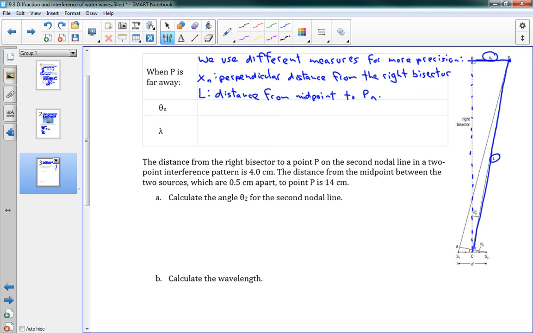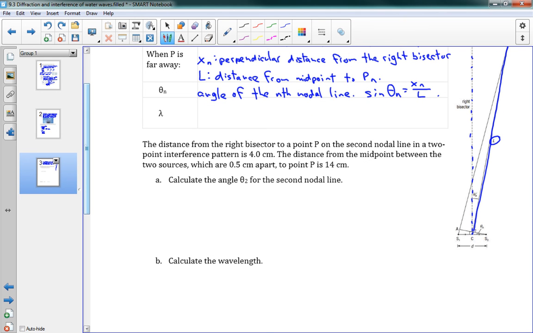By using those, we can get theta n, which is the angle of the nth nodal line. The equation here is sine of theta n is equal to xn over L. And that's just using pretty simple trigonometry. You can see that on the picture there.